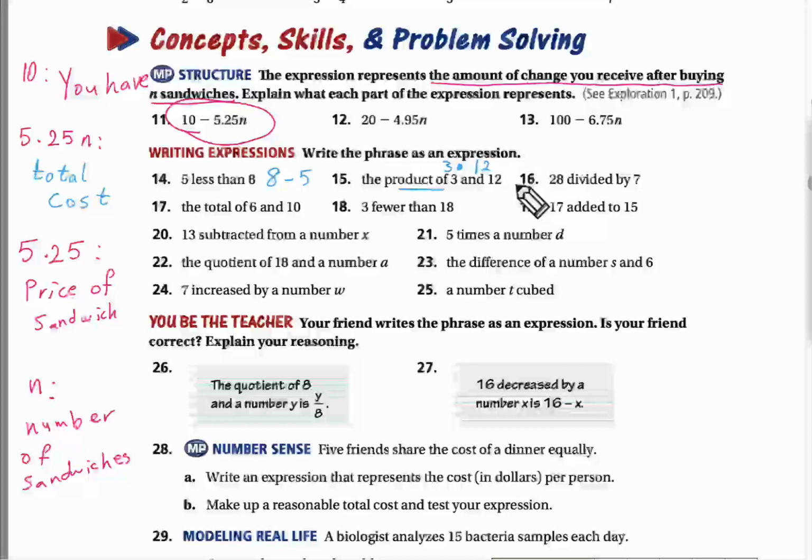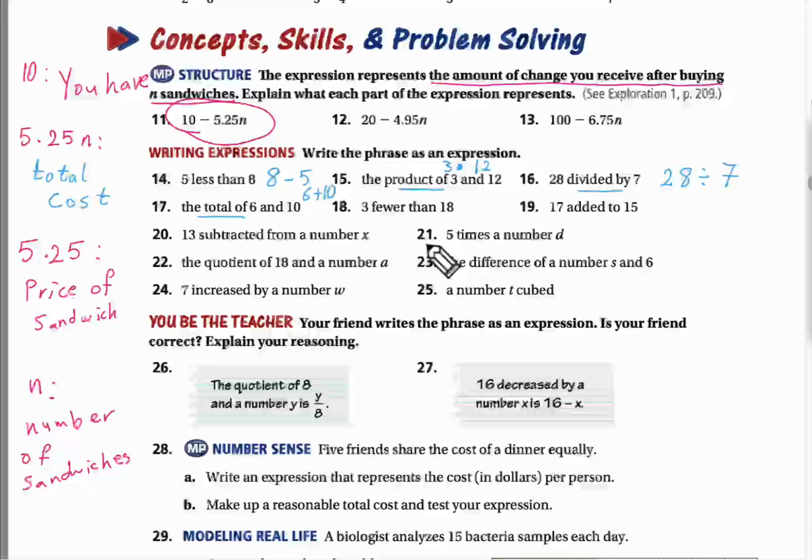Abdulaziz al-Shahab? Yes. 28 divided by 7. What is divided by? Divide means? Yes, division. So we can write it 28 divided by 7, or we can write it as a fraction, 28 in the top and 7 down. Yes. Okay, Abdulaziz, the next one. The total of 6 and 10. Plus. Yes, give me the expression. 6 plus 10. Excellent, 6 plus 10. Thank you, Abdulaziz.